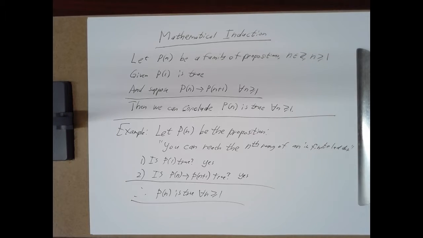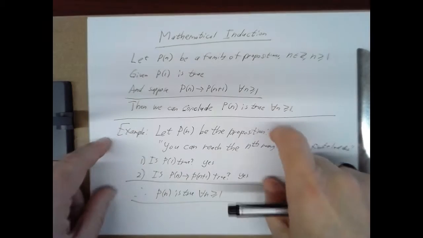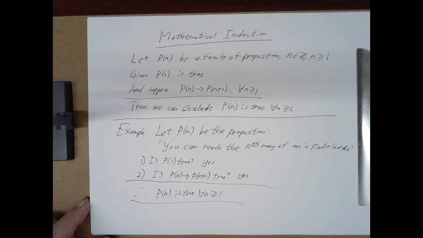Okay, now that's pretty obvious to us. We understand that if you can climb one rung and you just keep doing that a million times, you'll get to the millionth rung. But this lets you formally state that this is true. This is a proof that P of n is true for all n, assuming that you prove these two things. So before we start using this, let's think about why mathematical induction works.